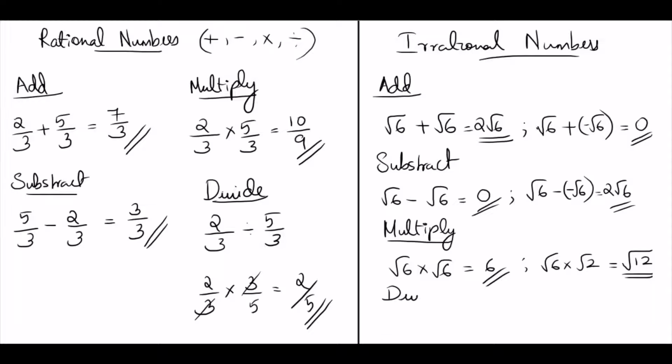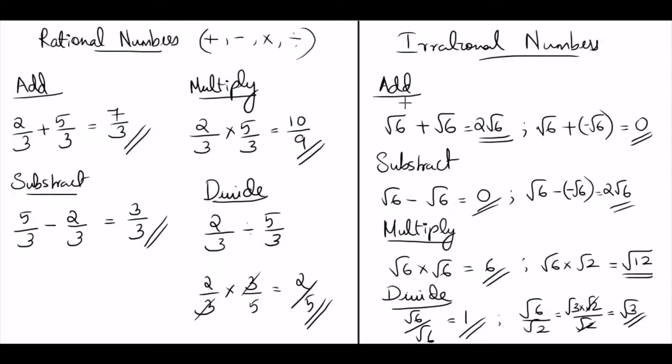Next is division. Root 6 by root 6 gives you 1. This is a rational number. But when you divide root 6 by root 2, you get root 3 into root 2 by root 2. The root 2 and root 2 cancel, and your answer is root 3. Root 3 is an irrational number.